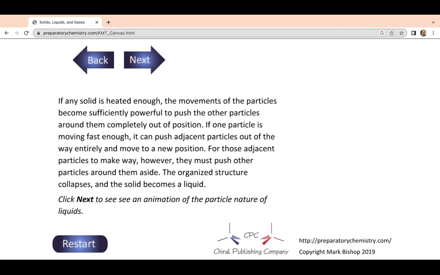So if any solid is heated enough, the movements of the particles can be sufficiently powerful to push the other particles around them completely out of position. If one particle is moving fast enough, it can push adjacent particles out of the way entirely and move into a new position. For those adjacent particles to make way, however, they're going to need to push the other particles around them aside as well.